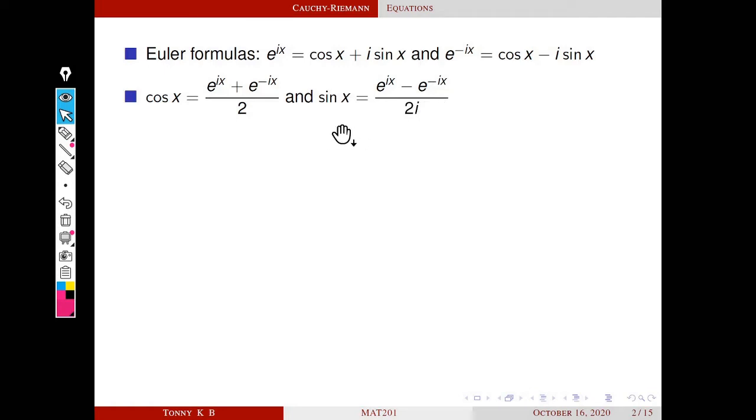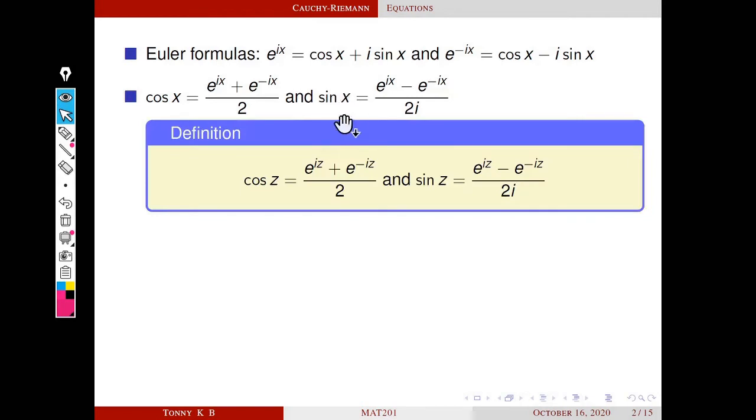Next, we are going to define complex cosine and sine function by generalizing these two equations. So we define cos z as e raised to iz plus e raised to minus iz by 2, and sin z as e raised to iz minus e raised to minus iz by 2i. Since e raised to z is defined, it's a well-defined function for every z, this cos z and sin z are well-defined. So find the real and imaginary parts of cos z.